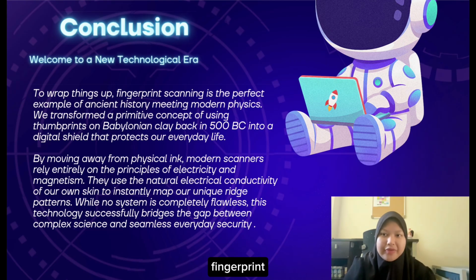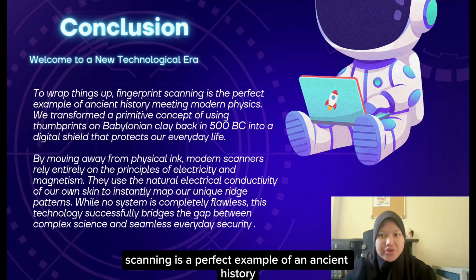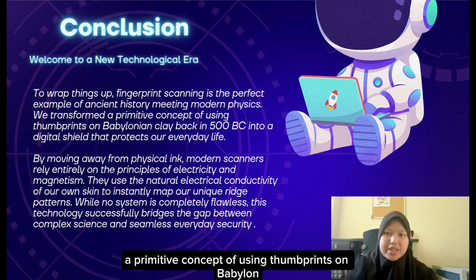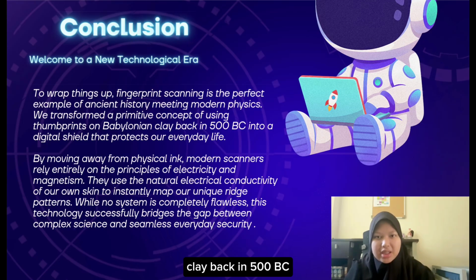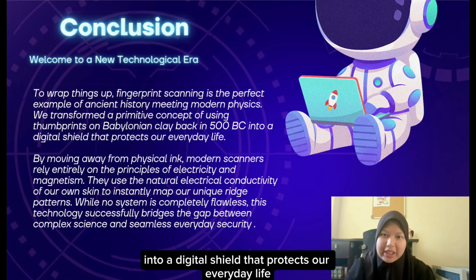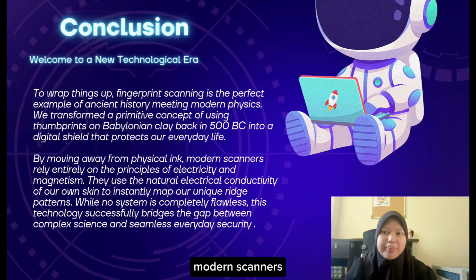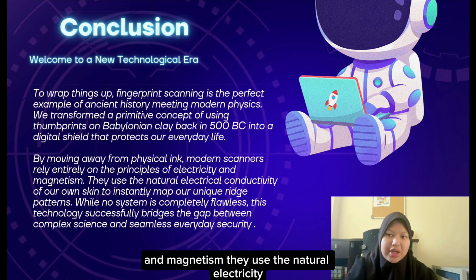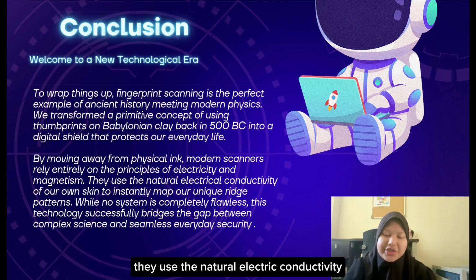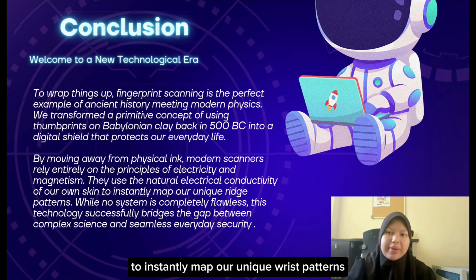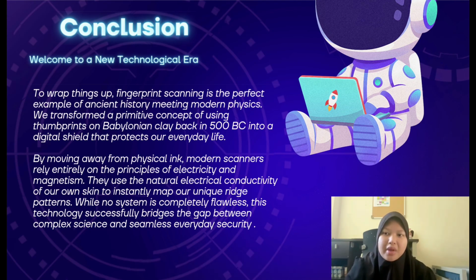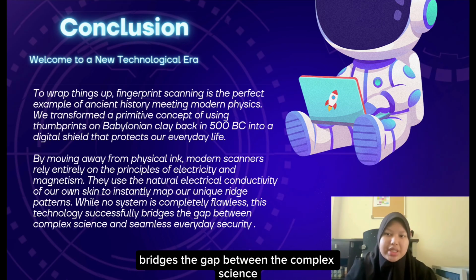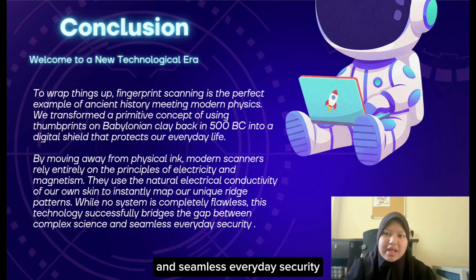To wrap things up, fingerprint scanning is a perfect example of ancient history meeting modern physics. We transformed a primitive concept of using thumbprints on Babylon clay back in 500 BC into a digital shield that protects our everyday life. By moving away from physical ink, modern scanners rely entirely on the principles of electricity and magnetism. They use the natural electric conductivity of our own skin to instantly map our unique ridge patterns. While no system is completely flawless, this technology successfully bridges the gap between complex science and seamless everyday security.